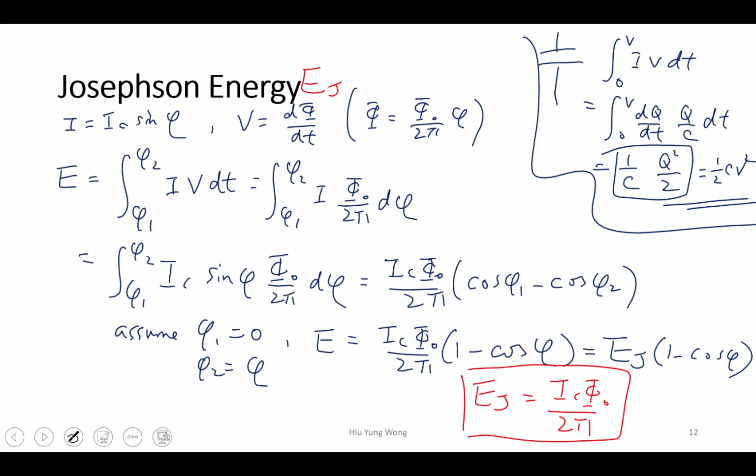Why phi 1 equals to 0? No, I just start with, you can have other values, but I can just choose it to start from 0, because I only care about the difference from the first to the last state, right?